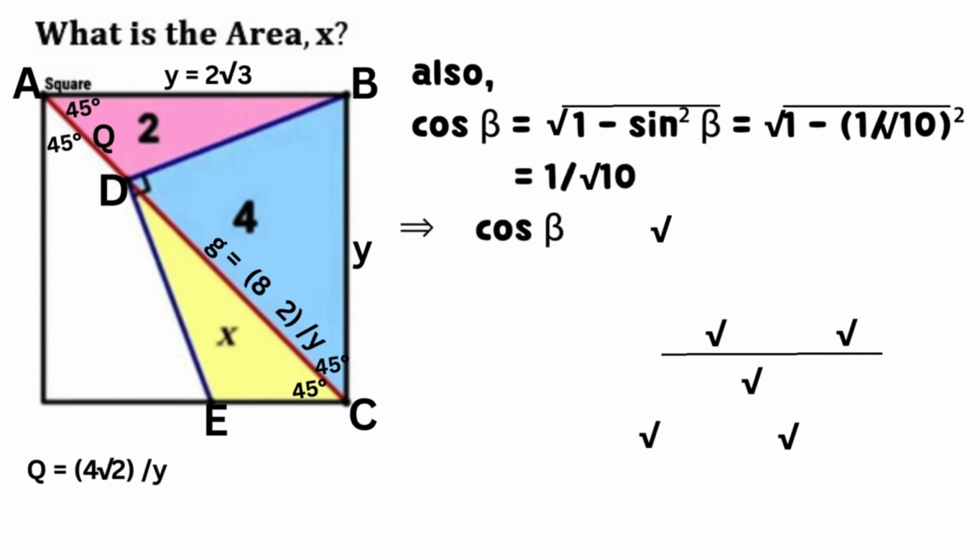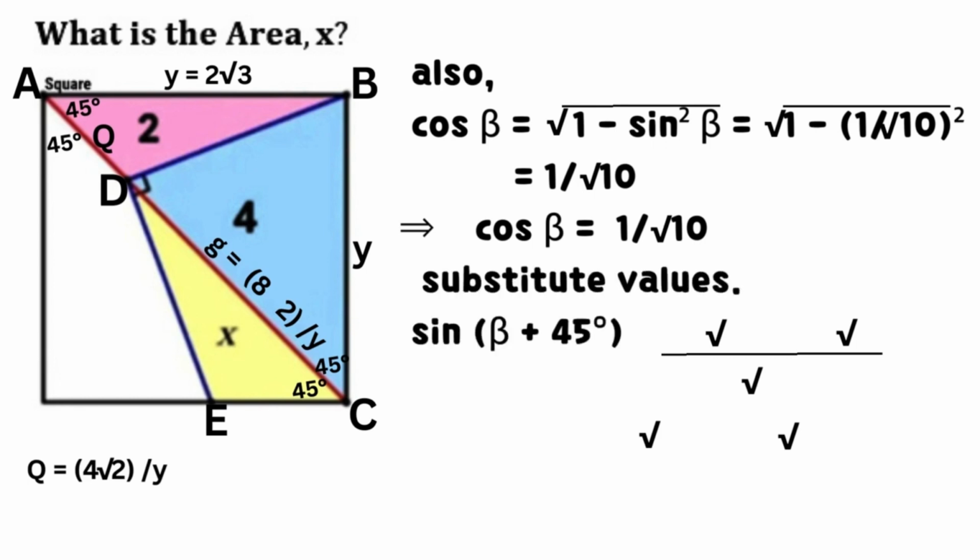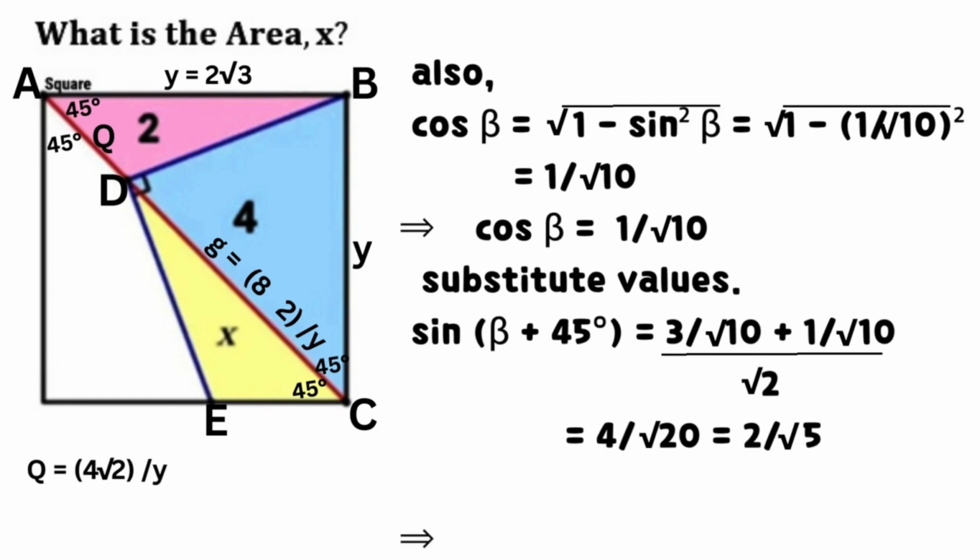Also, cosine beta equals 1 divided by the square root of 10. After substitution and simplification of value, using trigonometric identity. Now let's substitute our values obtained in sine of the sum of beta and 45 degrees. This gives us 4 divided by the square root of 20, which simplified to 2 divided by the square root of 5.